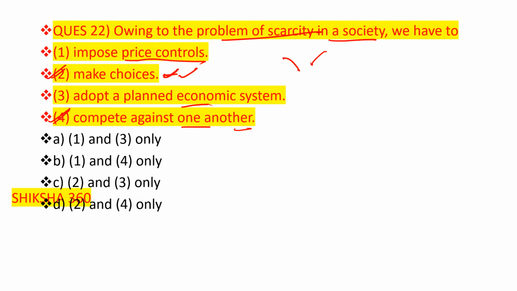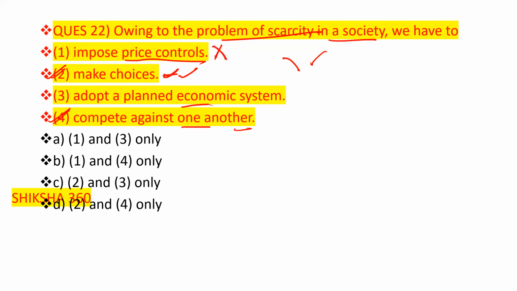Okay. Even I think option number C is one of the ways we could go with. Owing to the problem of scarcity, if we impose price controls, it comes under everyone, and everyone wants this thing. So this one is definitely not the answer.